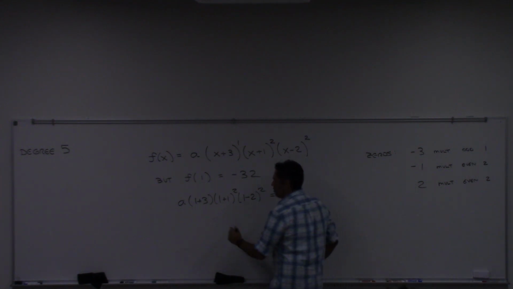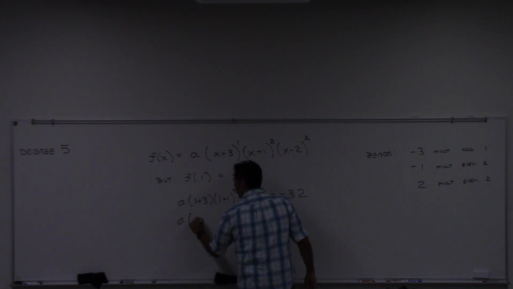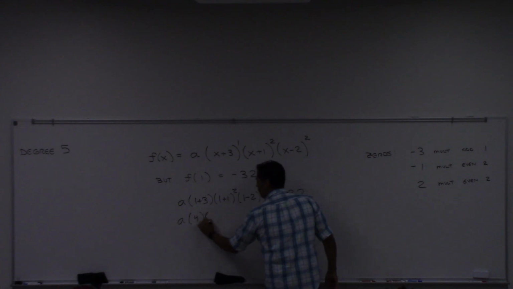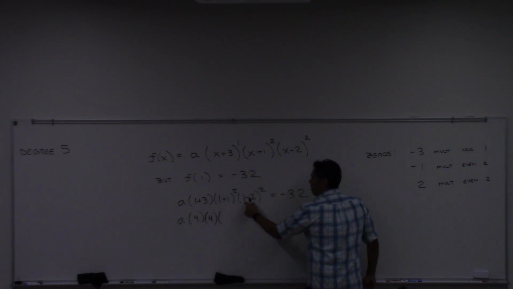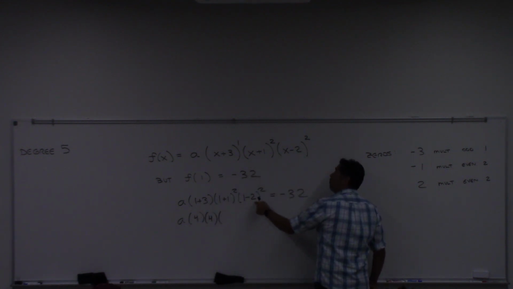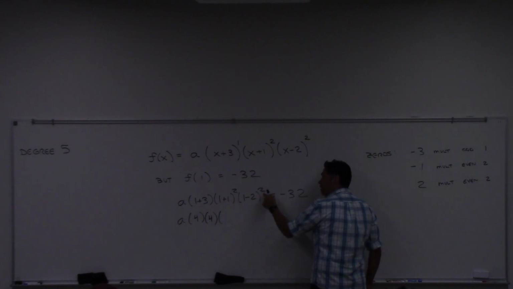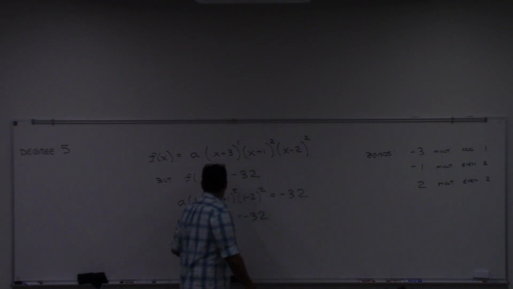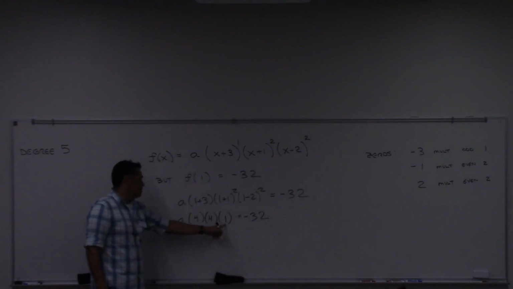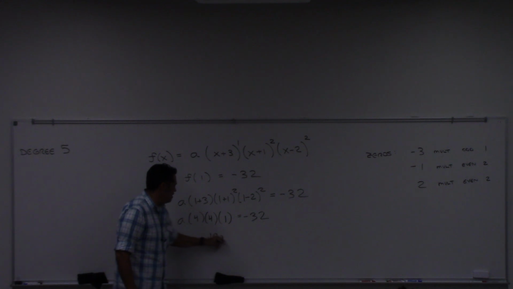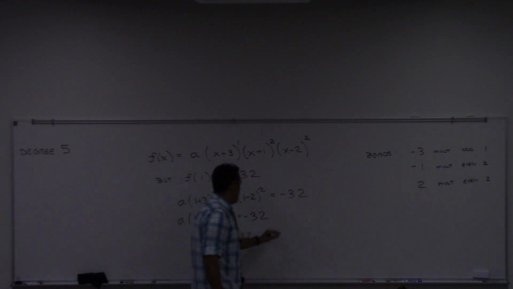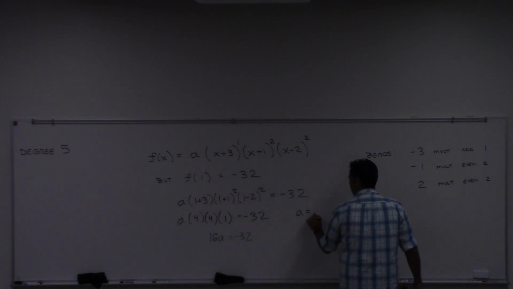And now I just do this arithmetic. A, 1 plus 3 is 4. 1 plus 1 is 2. 2 squared, 4. 1 minus 2, negative 1. What's negative 1 squared? Positive 1. Equals negative 32. All right, what's 4 times 4 times 1? 16. So this is 16A equals negative 32. Divide both sides by 16. A is negative 2. I saw some of you got A as 2.